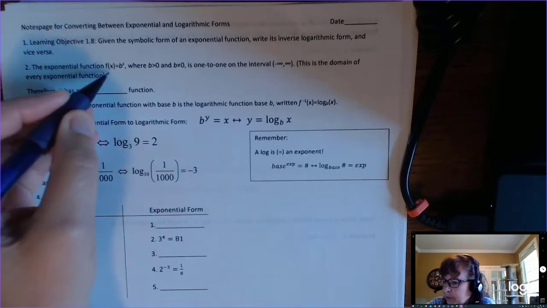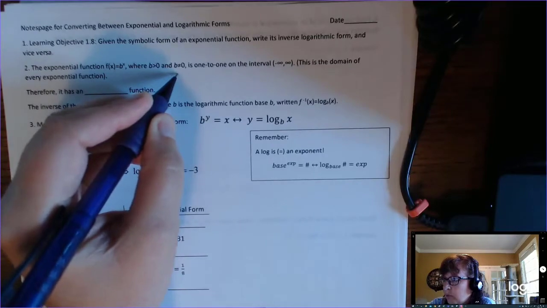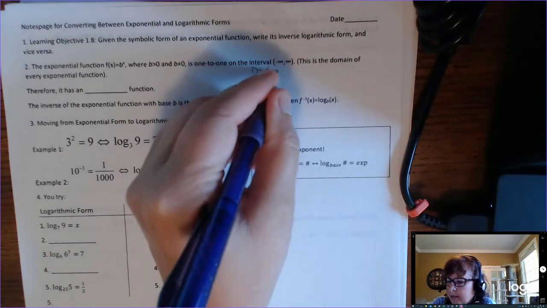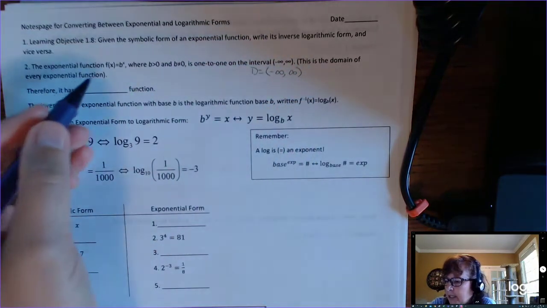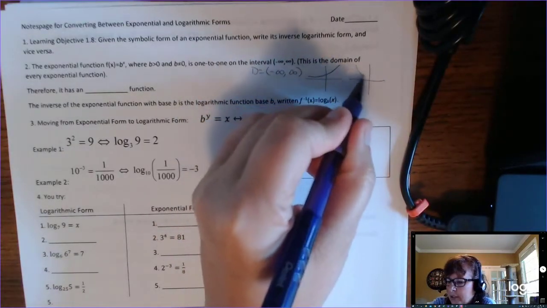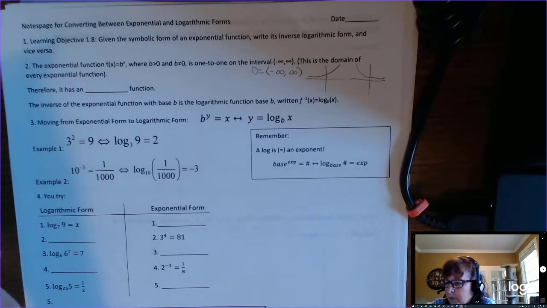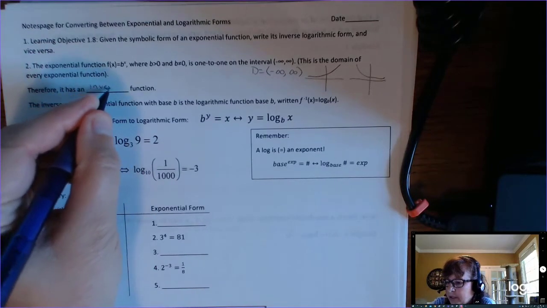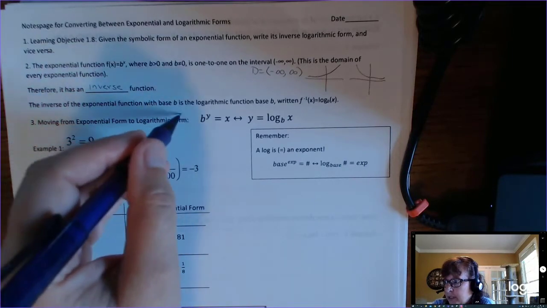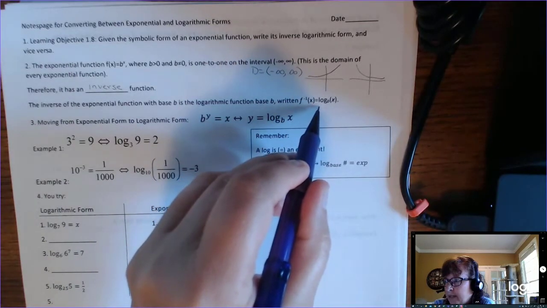So the exponential function f of x equals b to the x, where b is greater than 0 and b is not equal to 1, is 1 to 1 on the interval from negative infinity to infinity. So it has a domain of negative infinity to infinity, and it either is going to be an increasing function or a decreasing function. So you can see it passes the vertical line test, so it's 1 to 1. So that means it has an inverse function. And the inverse of an exponential function with base b is the log function base b, written this way. And so we're going to go over how to find that.